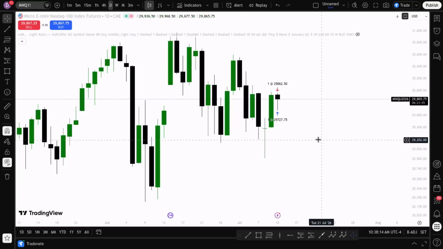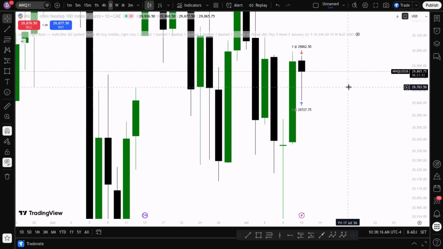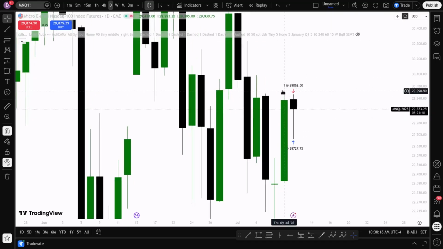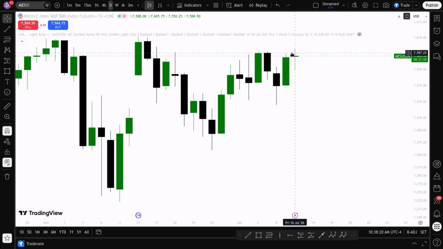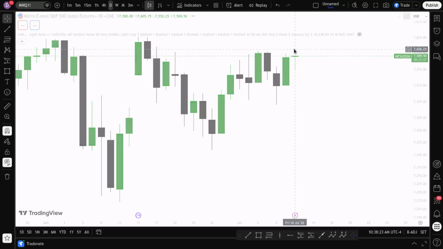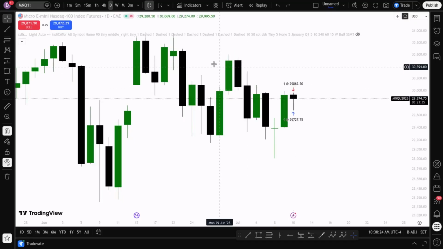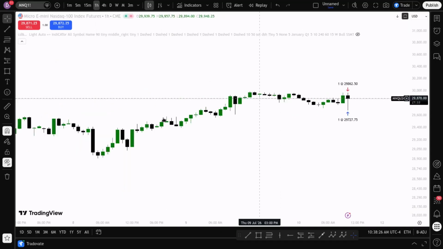On the daily chart, you can see we're looking for a weekly cycle sequential SMT, and we did not take the high on the Nasdaq, but we did on ES, right? So that's our first sign.